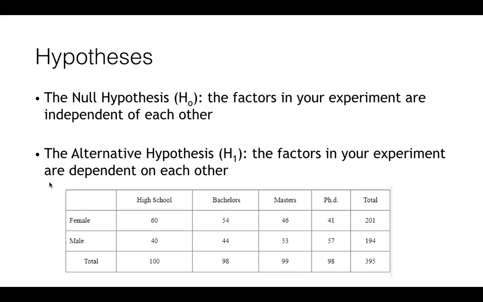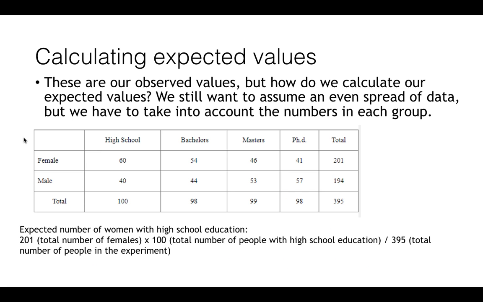So then we take these hypotheses and we take this table and we go through the chi-squared test, and we're looking to see whether we accept or reject the null hypothesis, just like before. Okay, so these are our observed values. I have collected some data on a group of 395 people, and I have my observed table here.